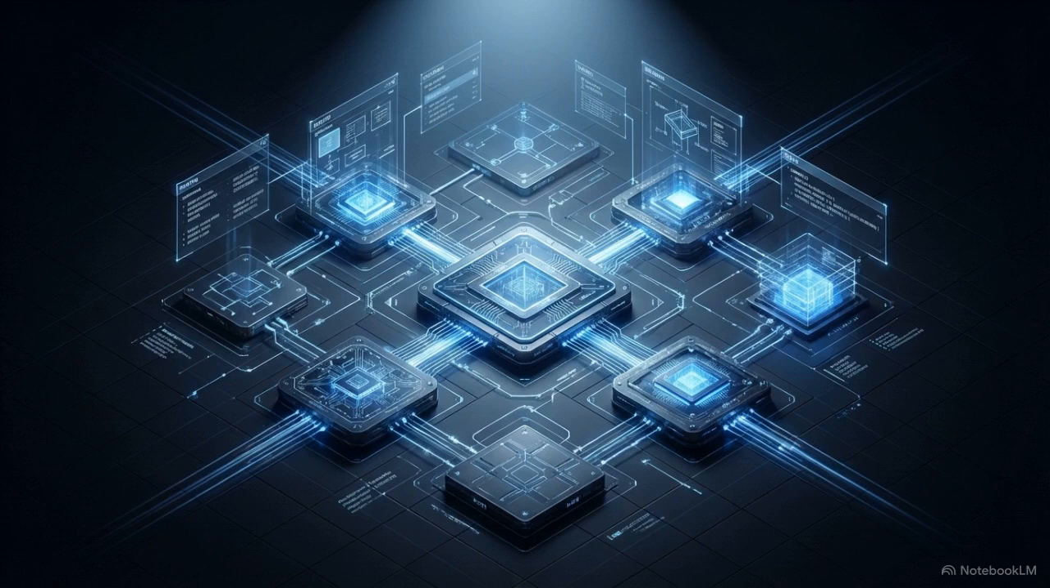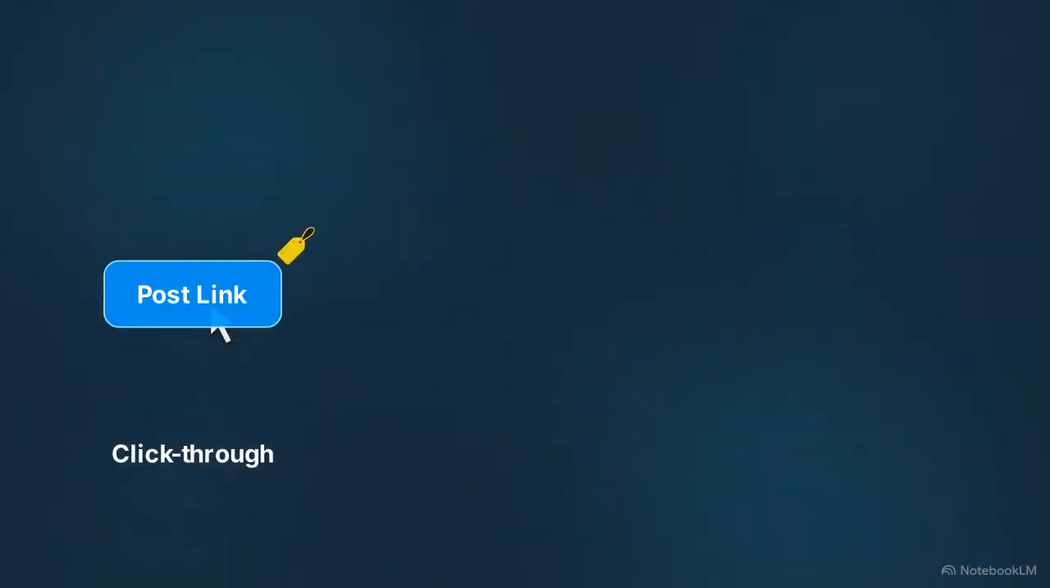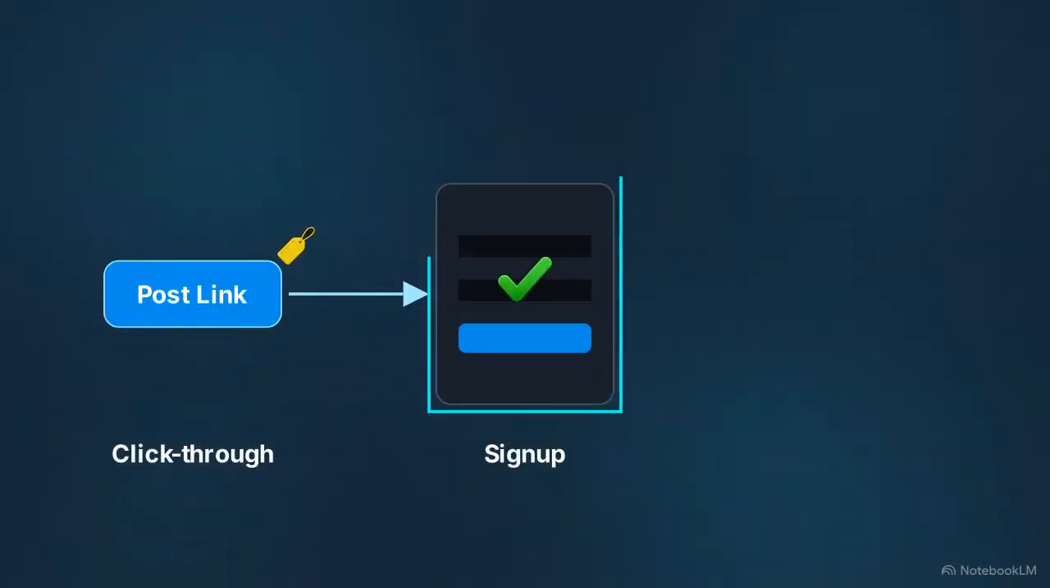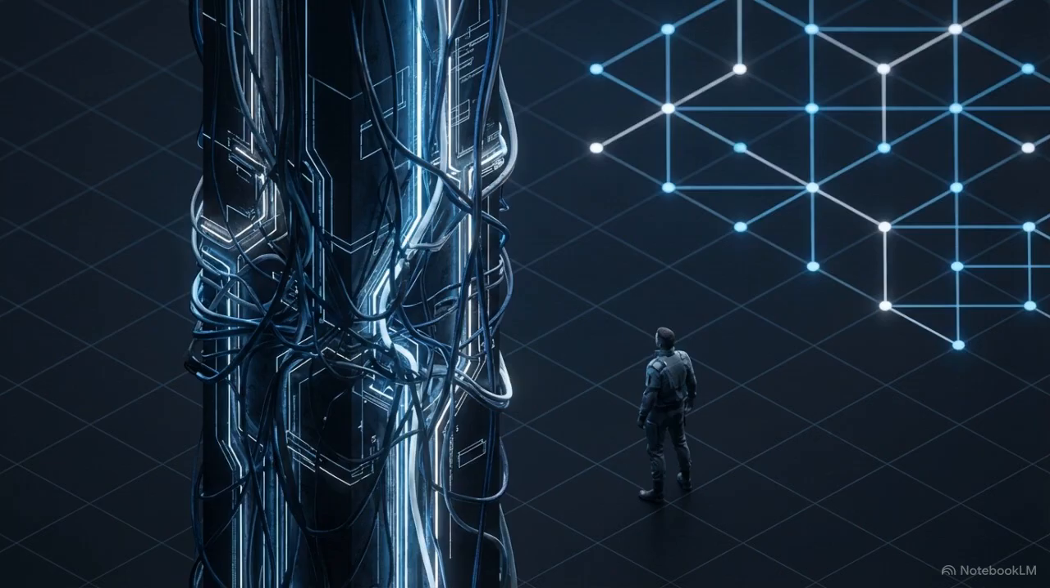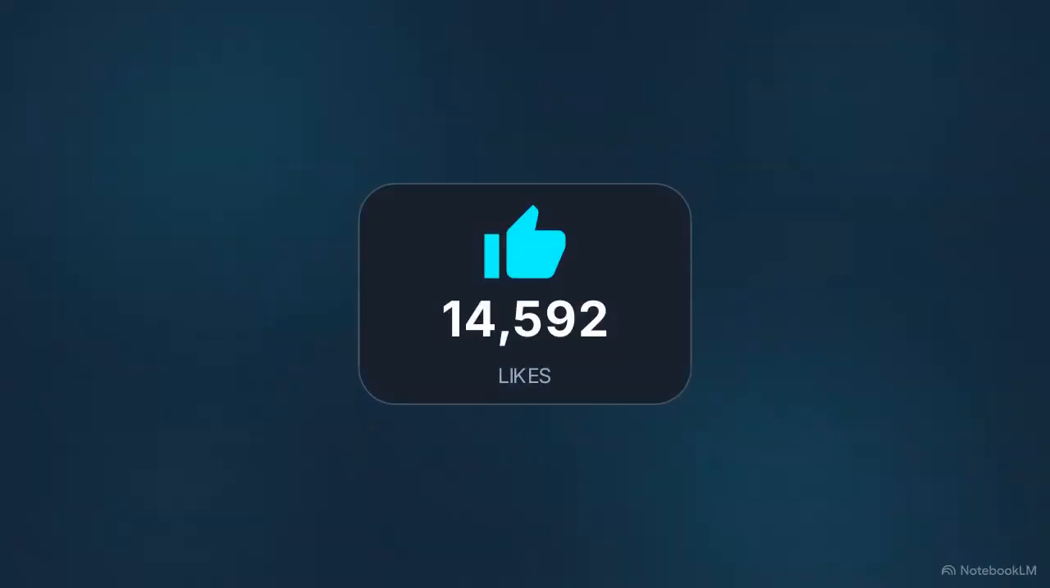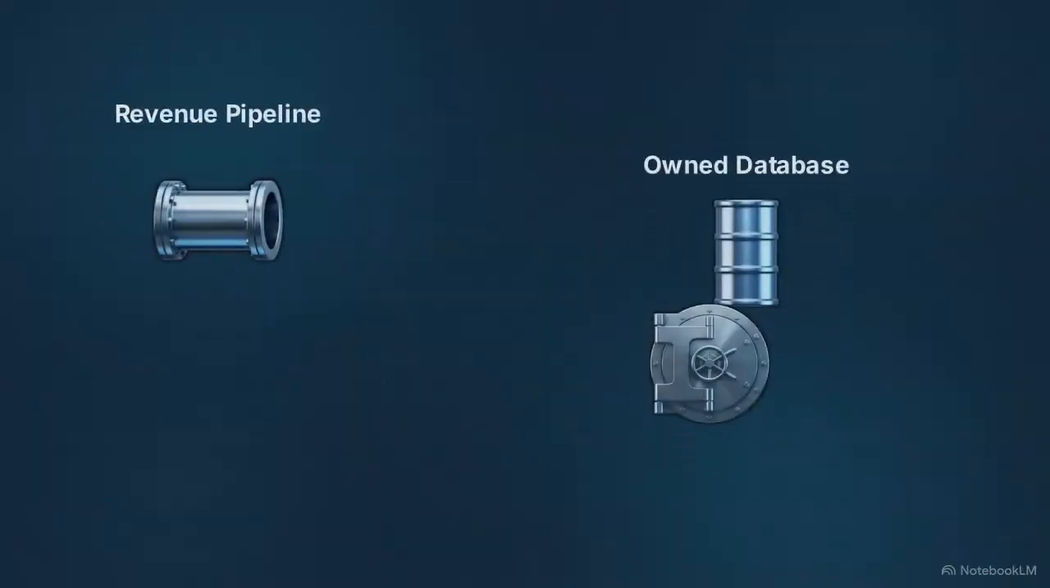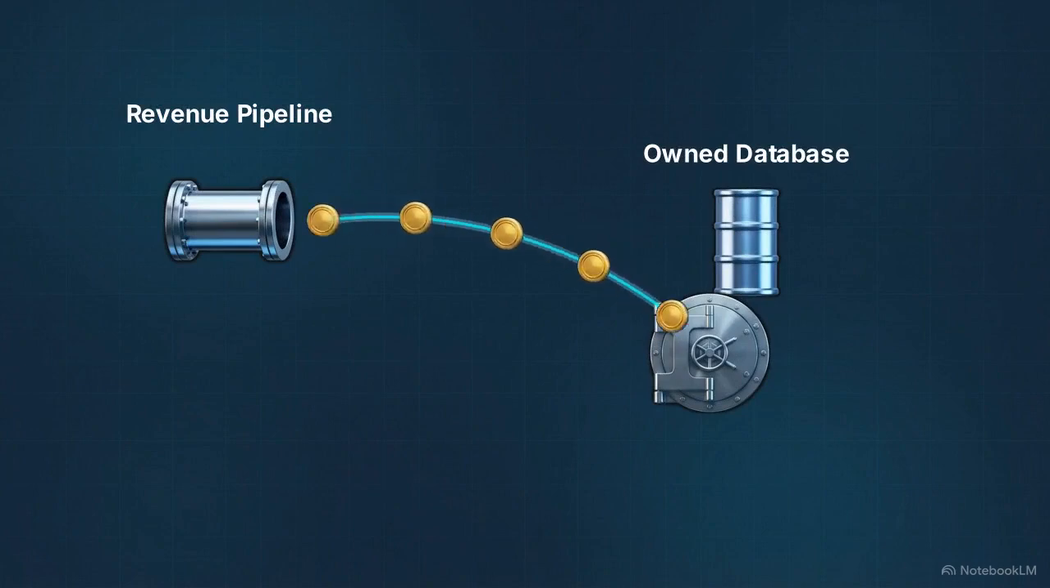It focuses the dashboard on your own owned data, exact click-throughs, landing page signups, and final conversion events inside your database. The most effective way to handle a walled garden is to ignore the wall. You stop measuring what the platforms want you to see and start measuring only the revenue that makes it out.